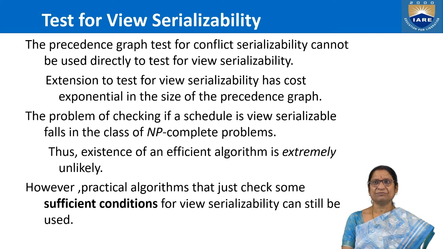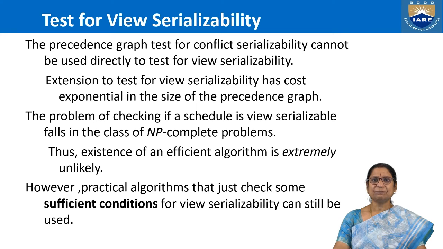The problem of checking whether a schedule is view serializable falls under NP-complete problems. An efficient polynomial-time algorithm for checking view serializability is not possible. So the algorithm exists, but it takes more time. That's why in practice, algorithms that check sufficient conditions for view serializability are used in real-time database management system software.